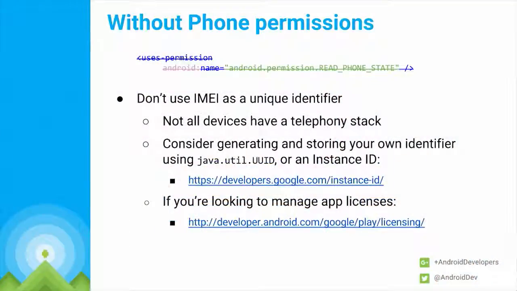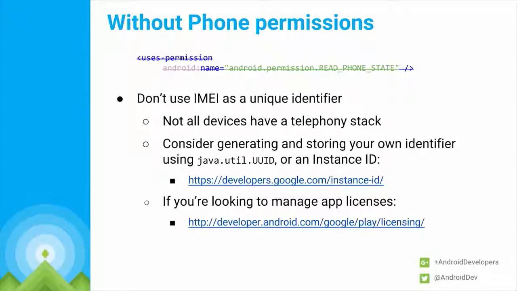And I'll say, don't use IMEI as a unique identifier on the device. The reality is, not all devices have a telephony stack in the first place. Most tablets out there, for example. If you need some sort of identifier, you can always build one yourself. You can use Java util UUID and persist it locally in your app data storage and then communicate that with your server when you're interacting with it.